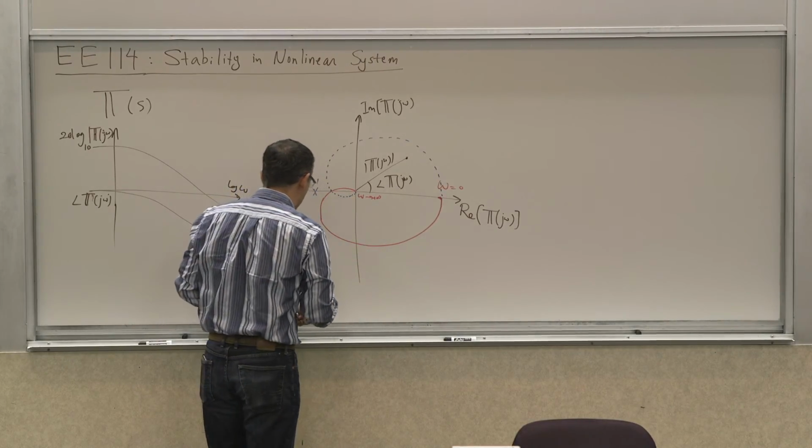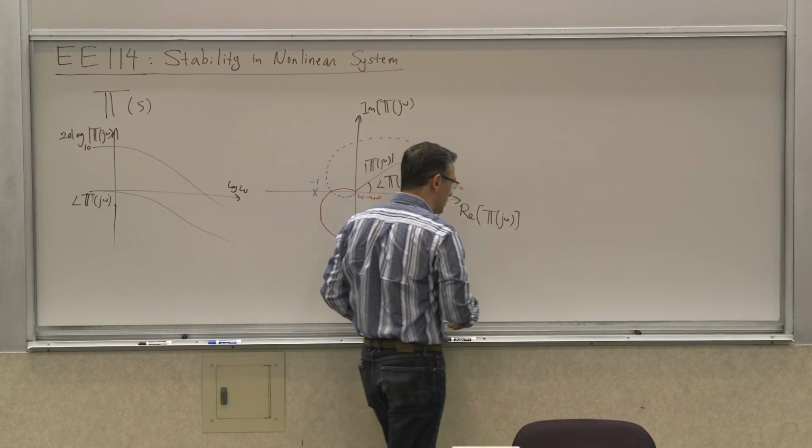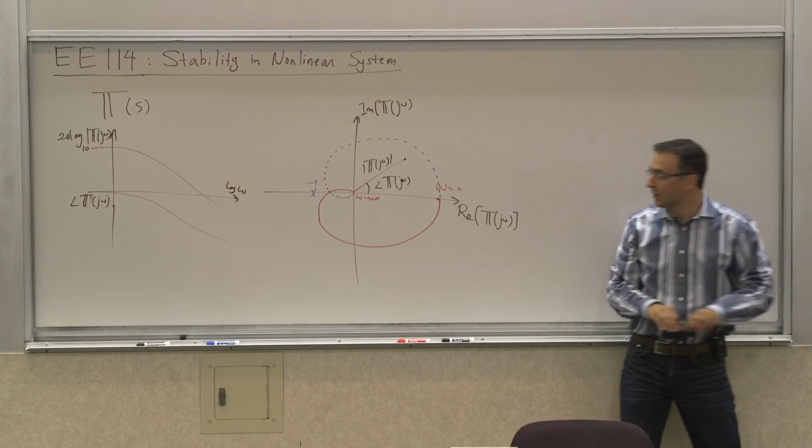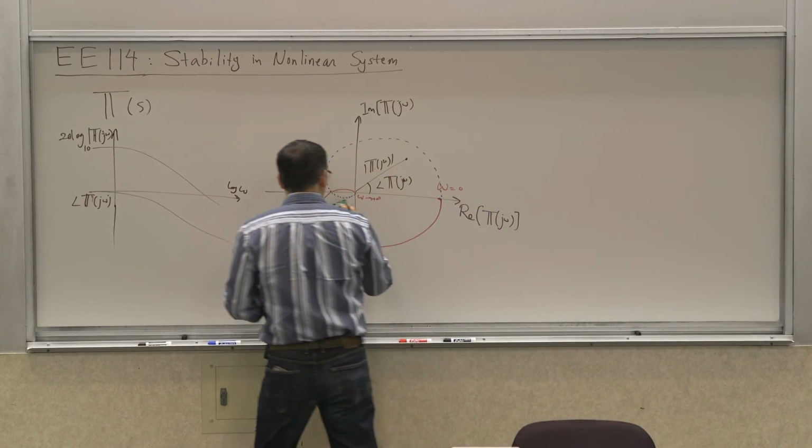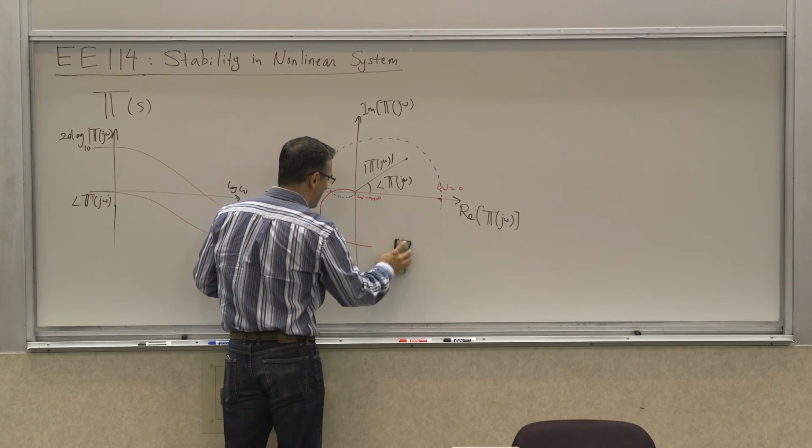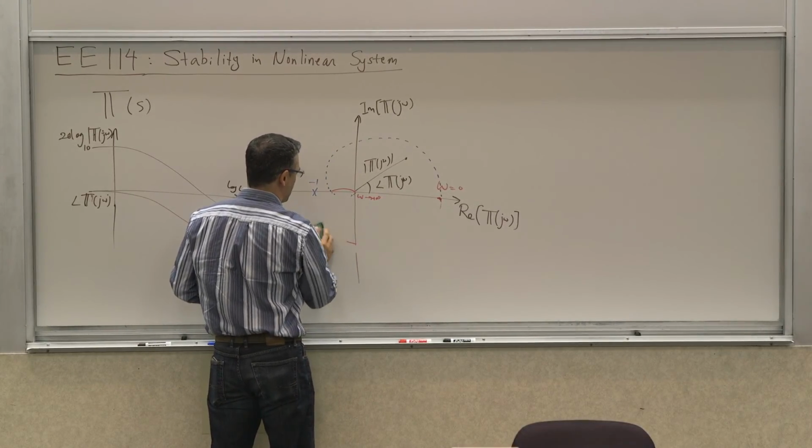To give you an example of a case where there is a twist, let me just do another variation of this. Essentially, let's just erase this one.